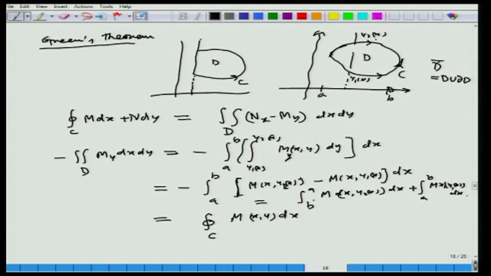And so the first term is going from B to A for the upper one, and overall this is the direction we have taken. So this is the line integral of m dx on the closed curve C. Similarly, for n_x we can do the calculation here, and the double integral of n_x dx dy over D will give you the integral of n dy.